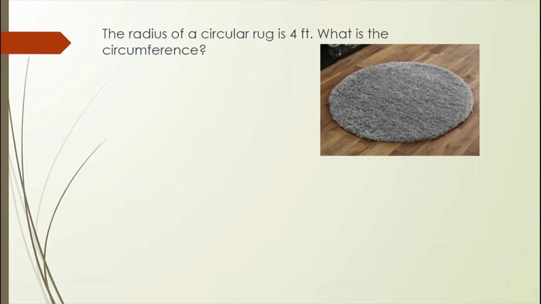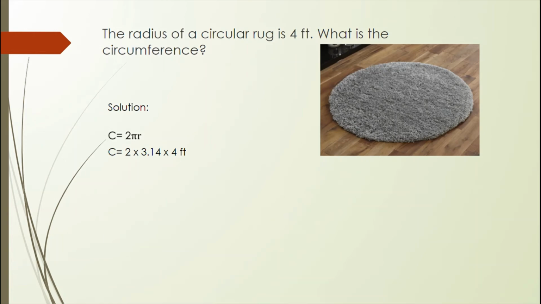Now, let's try another example. The radius of a circular rod is 4 feet. What is the circumference? Based on our problem, the given is not the diameter, but the radius. Since the given is the radius, we are going to use the formula C is equal to 2 times pi times r. Let us substitute the given. C equals 2 times 3.14, which is the value of our pi, times our radius, which is 4.